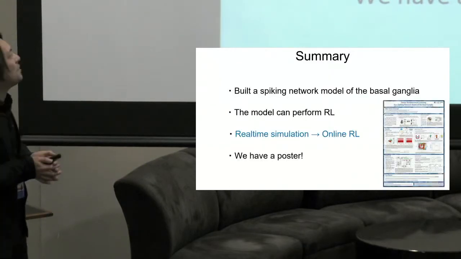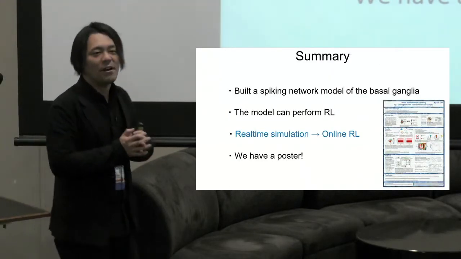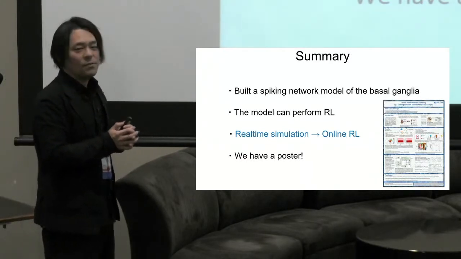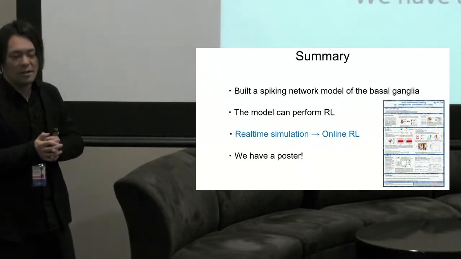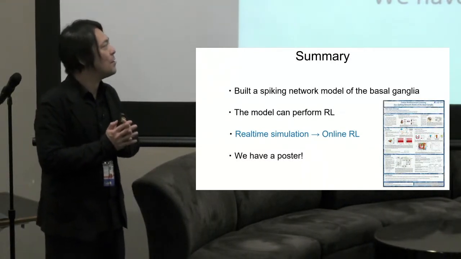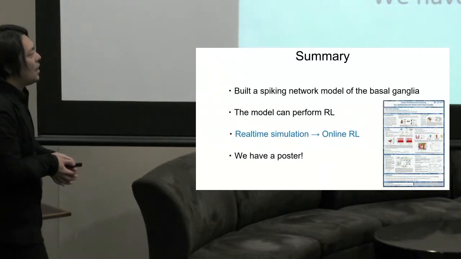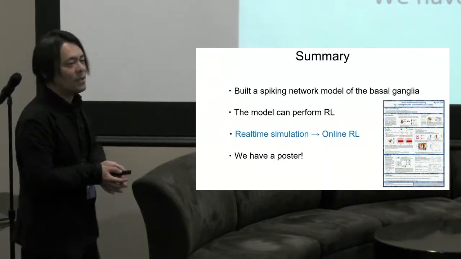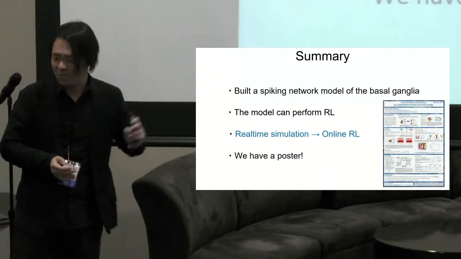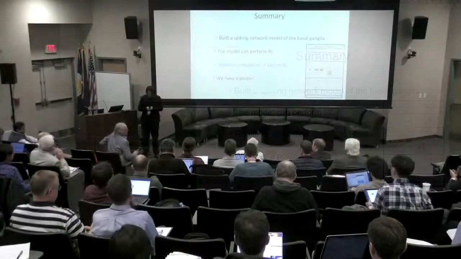Okay, and a summary. We succeeded in building a spiking network model of the basal ganglia using a GPU. The model can perform reinforcement learning, and actually online reinforcement learning, because the computer simulation is a real-time simulation. We also have a poster, so if you have any questions, please just drop me a line at the poster session. Thank you very much.